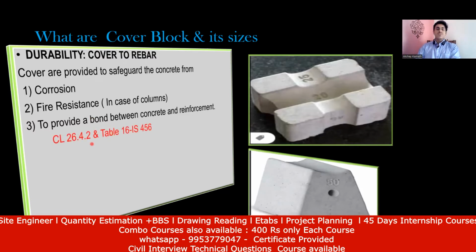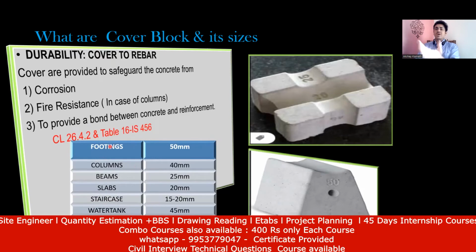It's a very basic question, and you can expect these questions to be asked in the interview. They may ask you, tell me the different sizes for the cover block. Very simple. For footing, it is 50. For column, it is 40. For beams, it is 25. For slabs, it is 20. And for staircase, it is 15 to 20. Water tank, you can remember 45. But footing, column, beam, slabs, and staircases, you're supposed to remember at any given time.